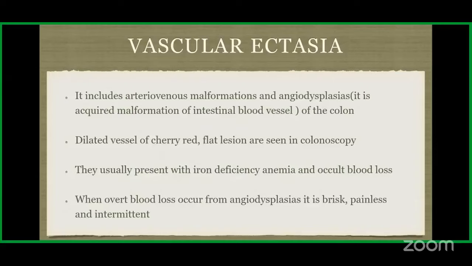Next, coming to vascular ectasia. Vascular ectasia is basically AV malformation of the colon. Usually on colonoscopy, these are seen as cherry red flat lesions. Patients usually present with occult blood loss and iron deficiency anemia. And this blood loss, especially in angiodysplasias, is intermittent and of short duration; it resolves and then shows up again.